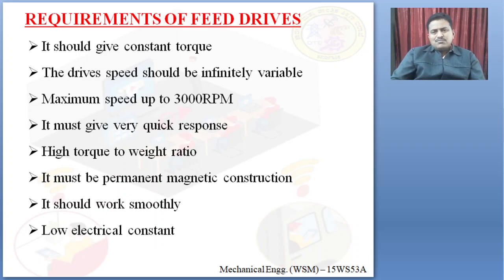So this is a basic model, you can say. Now it has gone to very high speeds of 50,000 to 60,000 rpm. Today, minimum CNC machines should reach speeds up to 3000 rpm. It must give very quick response, which is very important. The closed loop feedback system should be very high, with a high torque to weight ratio. So when the weight increases, the torque should also be very high, because when the load on the machine increases, the torque should not reduce. This is the advantage of CNC machines.